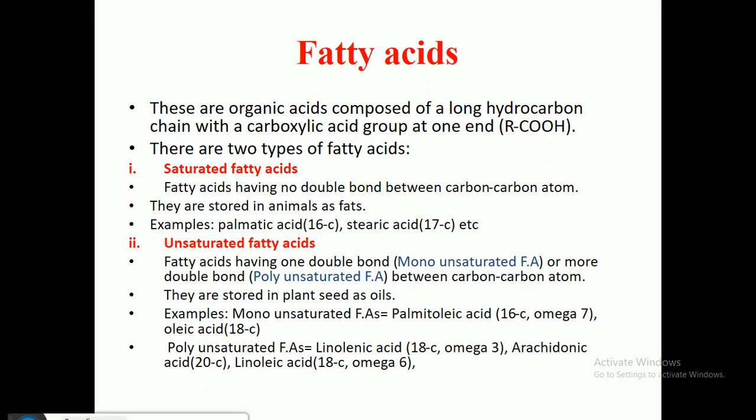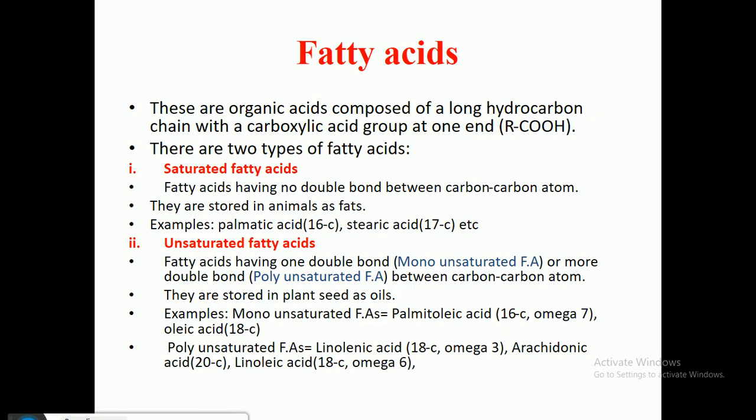So we can say the fatty acid has no double bond between carbon-carbon atoms, and in these saturated fatty acids there is only a single bond. So it cannot be further saturated and cannot be further modified. They are stored in animals as fats.